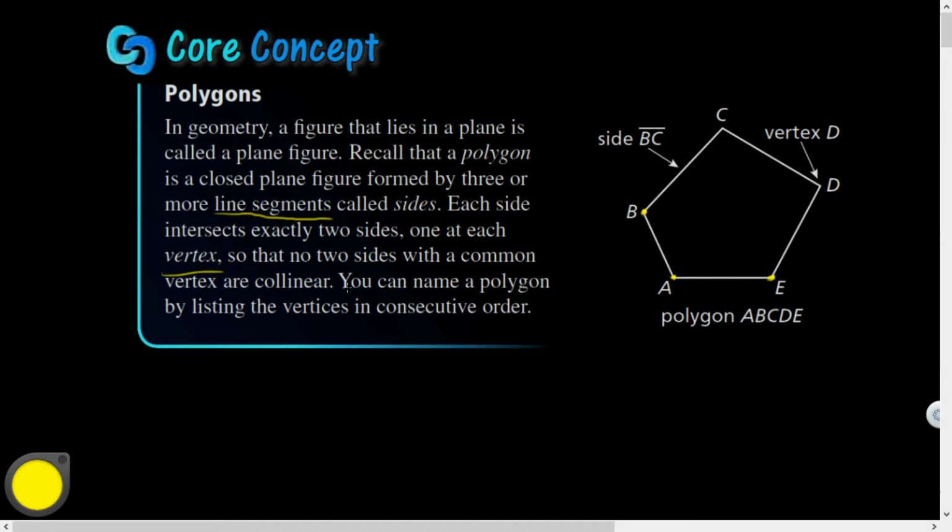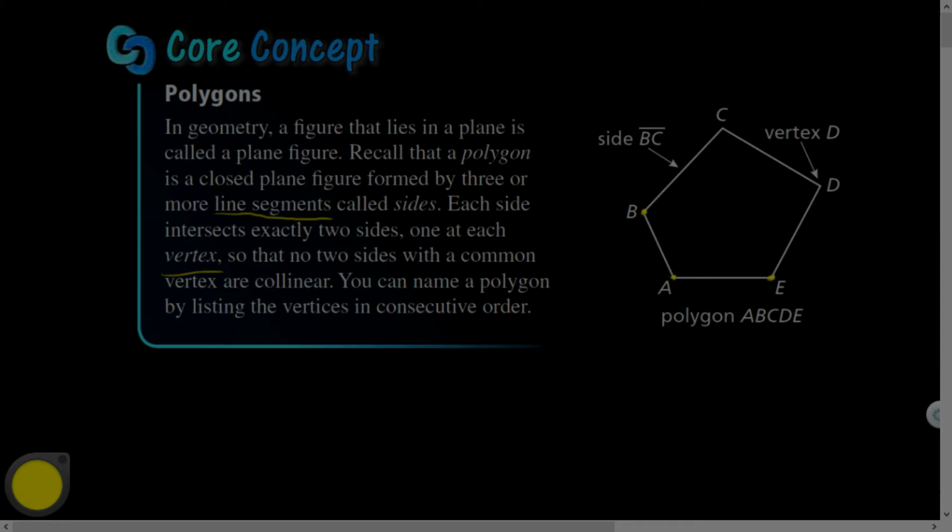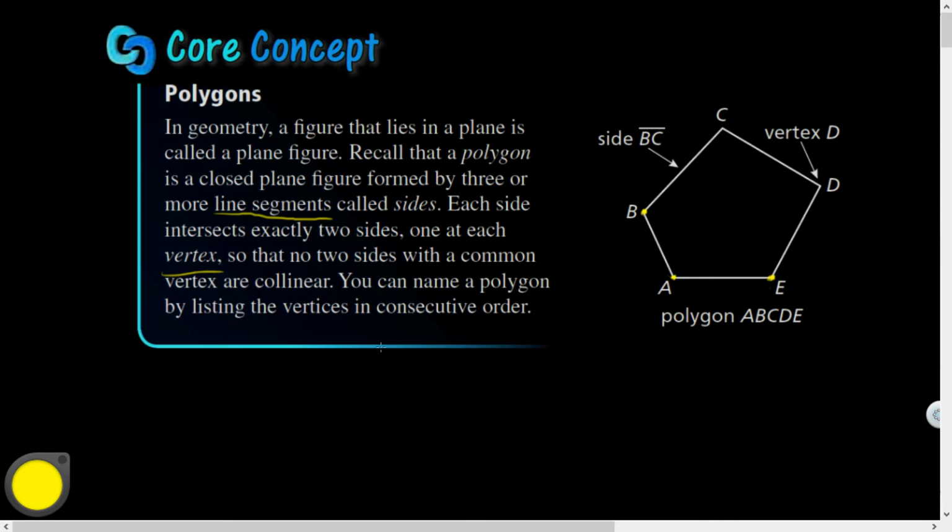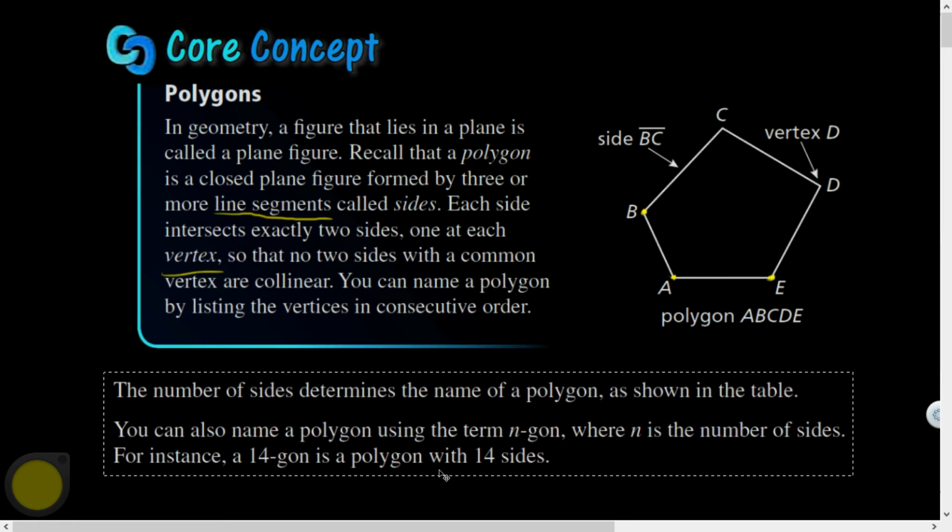And you can name a polygon by listing the vertices in consecutive order. So this is Polygon ABCDE, but you also could have started at the E and called it EABCD, right? Or you could have gone this way, EDCBA, right? Any consecutive sequence of those letters will be a polygon's name. And we will end up talking about all sorts of cool polygons later on in this course, but today we're talking about area and perimeter.